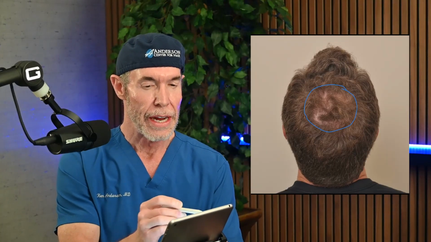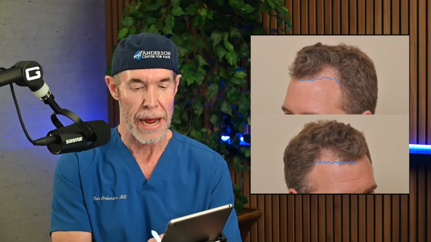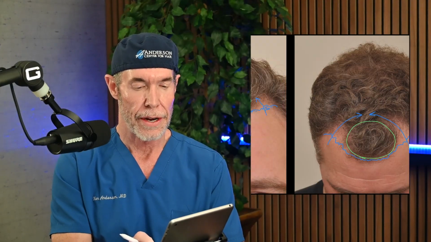Okay. These are great examples, by the way. If you want to send in pictures, you can see they're well lit. There's not a lot going on in the background. There's not a big bright window behind this gentleman's forehead, and we can see what's going on very clearly.